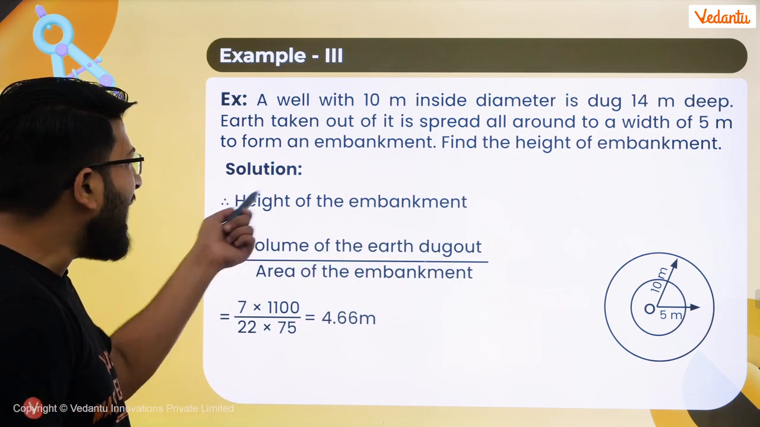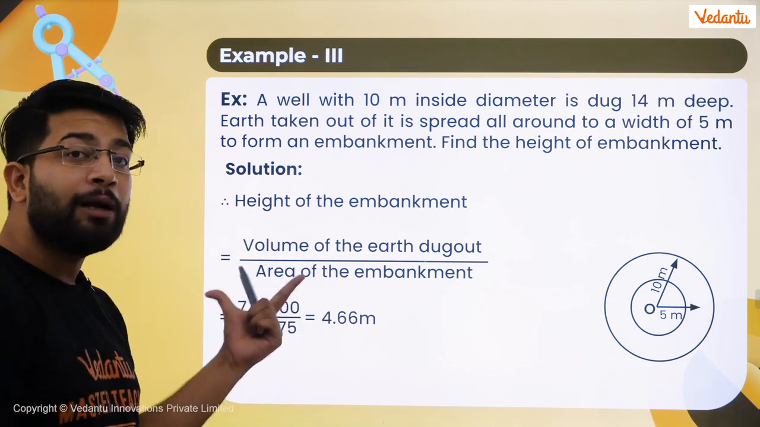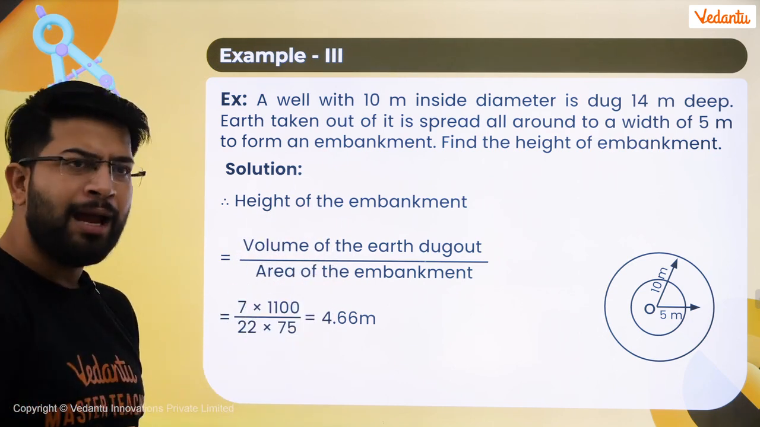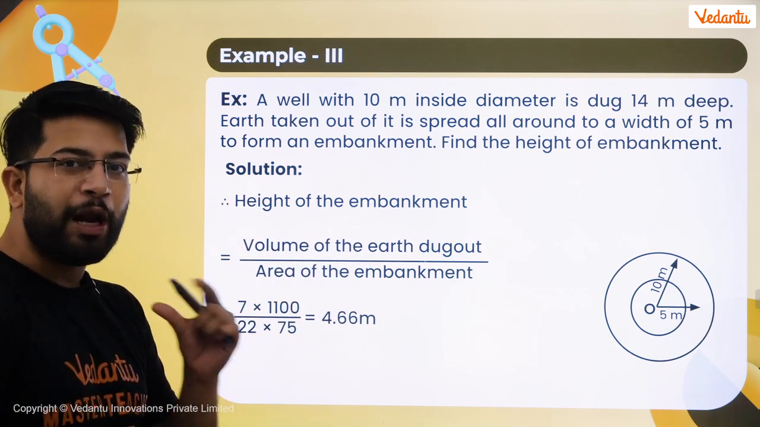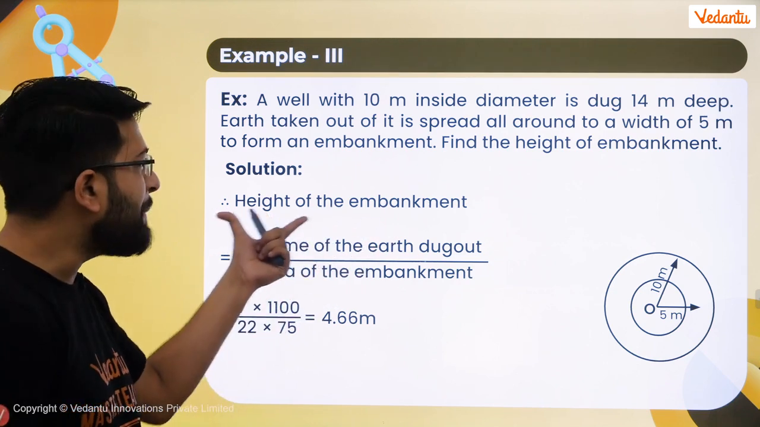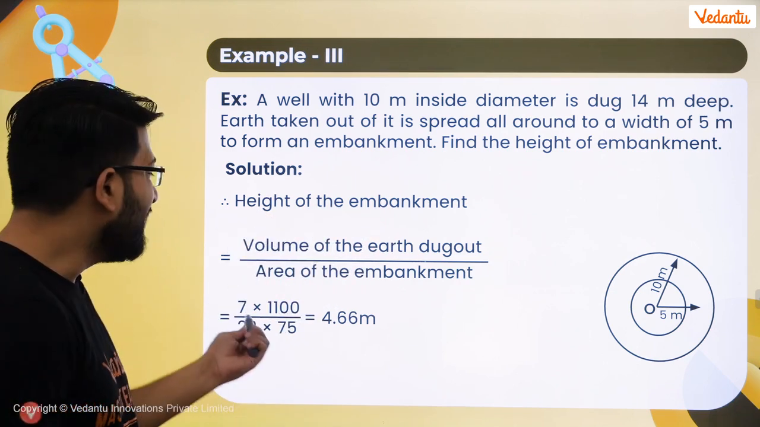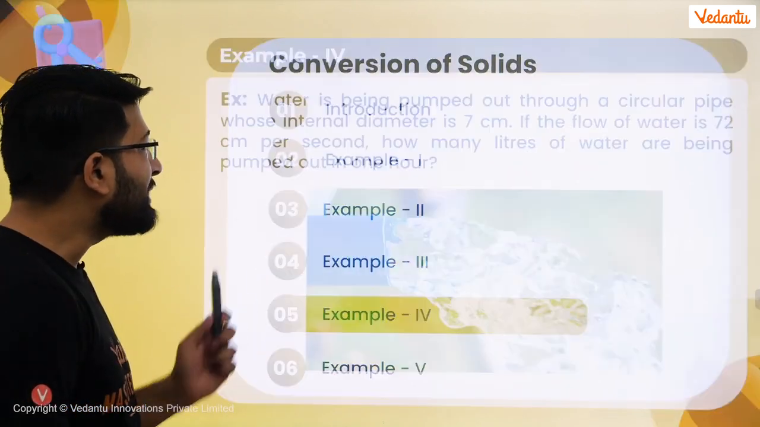So simply, height will be what? Volume of the earth dug out upon area of the embankment. Why? Because height of the embankment into area of the embankment is the volume of the embankment. So we are doing the same thing. The volume of embankment and earth dug out are the same. We will get the height. Easy peasy? Very good. Okay, champ, now let's see one more.